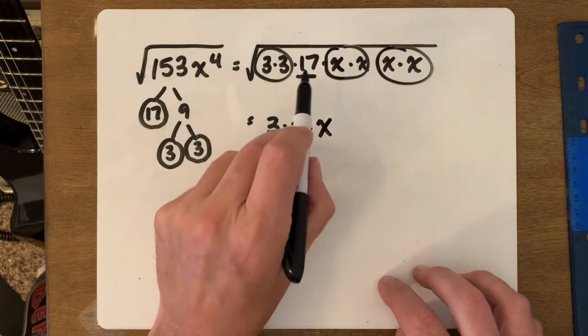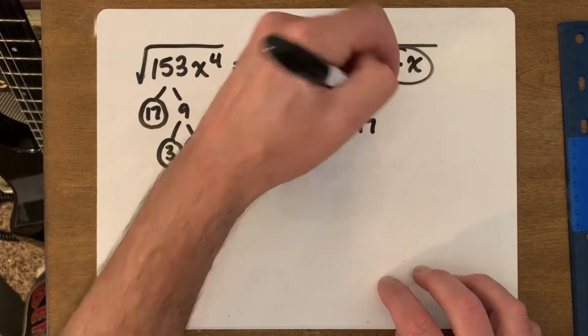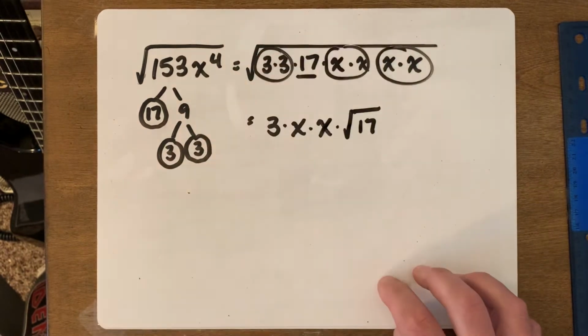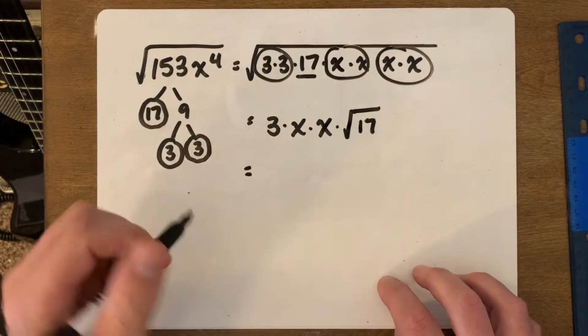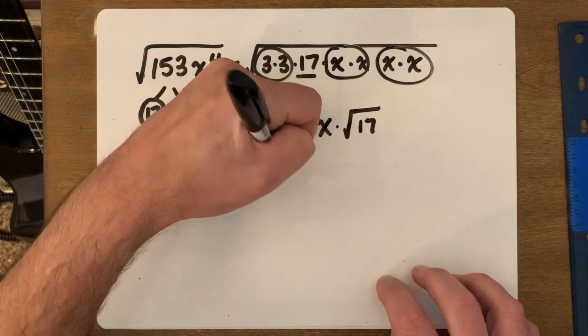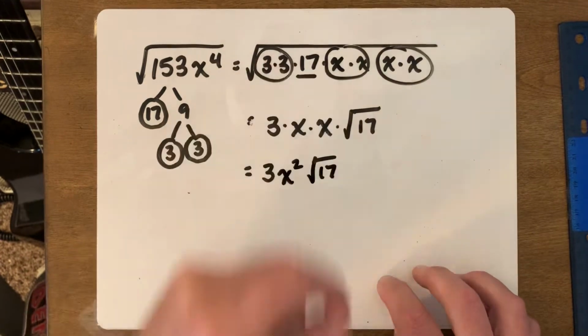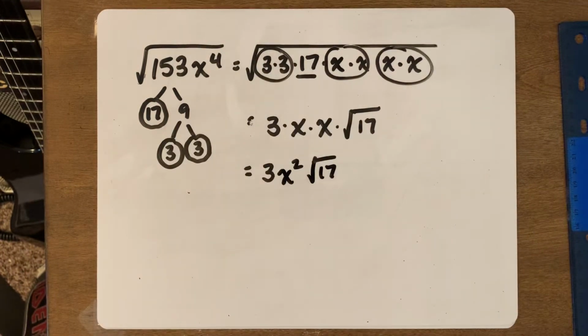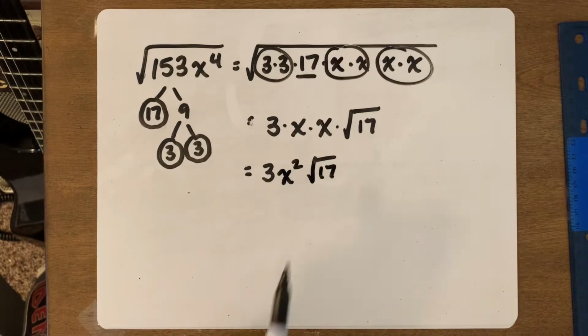All right, the 17, there's only one, so it stays in there inside the square root. And there it is. So my final step is to multiply all of this together and clean that up. So I have 3x square root 17. Some people say x on the square root of 17. It doesn't matter. I usually just say 3x square root 17. That's fine. But that answer is correct.